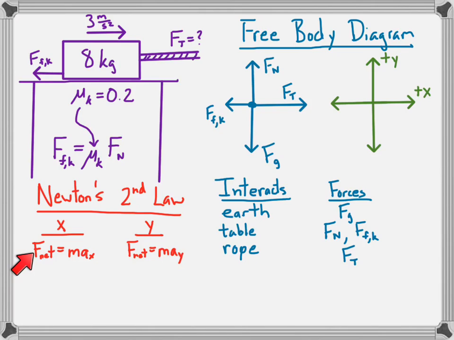When I'm looking at the x direction, I only want to consider forces acting along the x-axis. So the forces that I need to add up to give me F net are the tension force plus the friction force, but the friction force points in the opposite direction, so I give that a negative sign, and all of that is going to equal mass times acceleration.